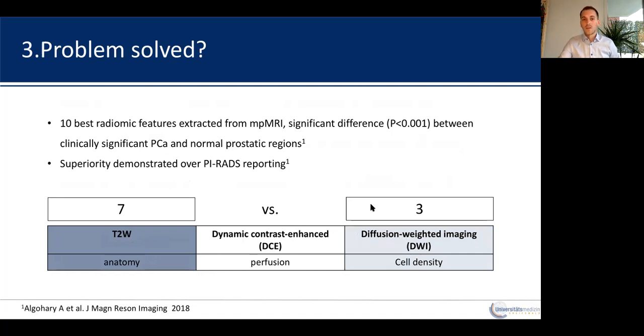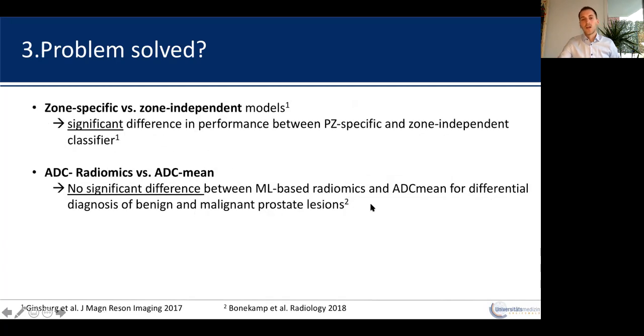As if this is not enough, we also have different studies which claim that these algorithms should be trained zone specific, so for each anatomic zone individually. And also a study published in Radiology by Dr. Bonekamp showed that an ADC radiomics algorithm doesn't outperform just a regular ADC mean calculation. So this also brought into question what the actual value of radiomics is.